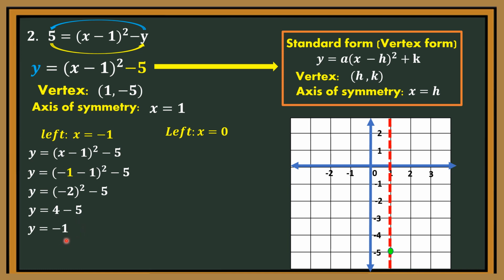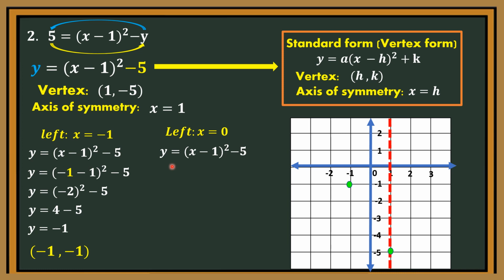So, meron na tayong first ordered pair. Negative 1 at yung negative 1. So, that is negative 1, negative 1. Plot natin. So, negative kay x-axis, negative pa rin kay y-axis. So, nandito siya. Then, let's go to 0.